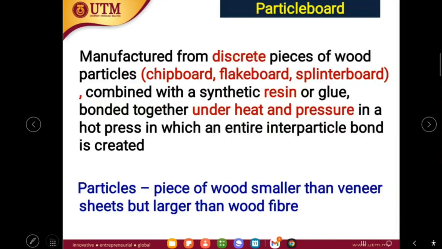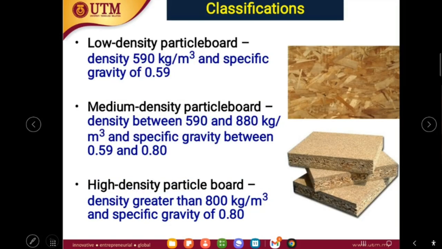Types of wood product. Particle boards, like I said earlier, are manufactured from pieces of wood particle, for example chipboard, flatboard, splinters, which are waste that people would throw away. They collect all these pieces of wood particle and glue them together using resin adhesive, then bond them under heat and pressure in the hot press. That forms an interparticle bond within the plate, and this plate can be used to replace the common plywood. So that is particle board. Particle board has low density, medium density, and also high density.